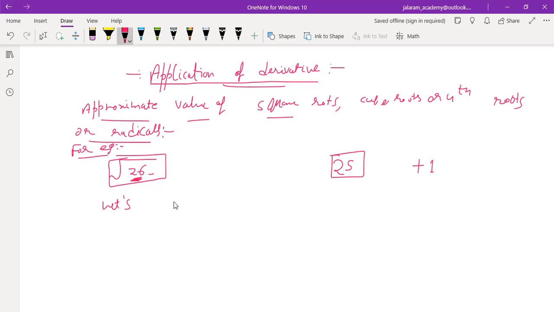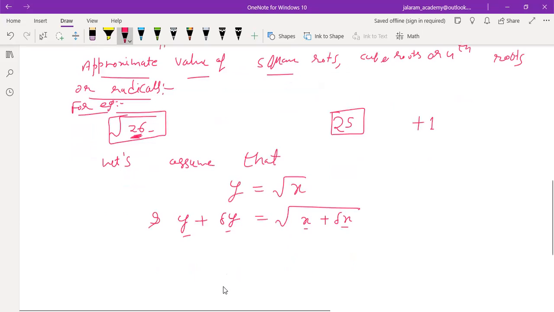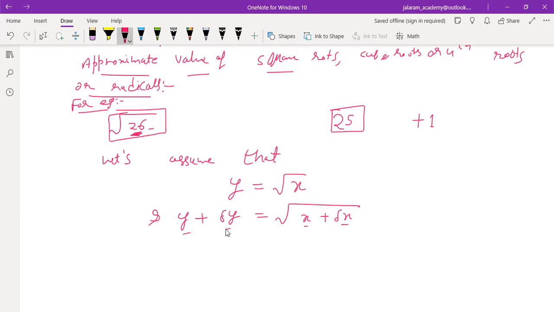First assume that y equals root x. And then we write y plus delta y equals square root of x plus delta x. It means when x increases by delta x, y increases by delta y. And what is the relationship between these two, delta y and delta x? It is obtained using the principle of differentiation, or the principle of derivative.